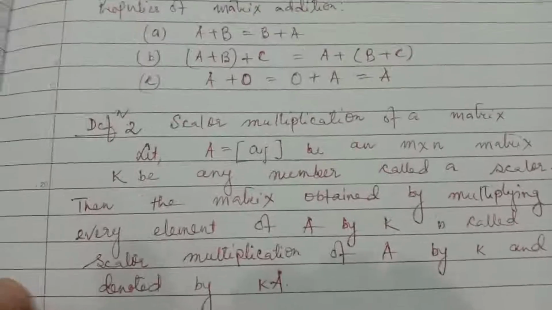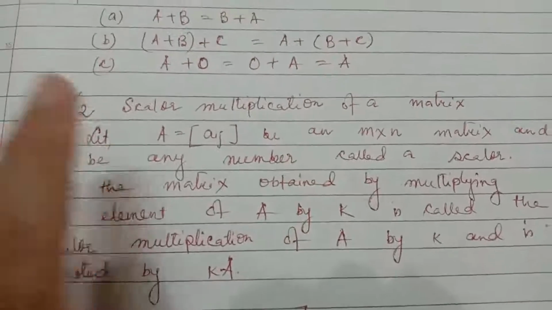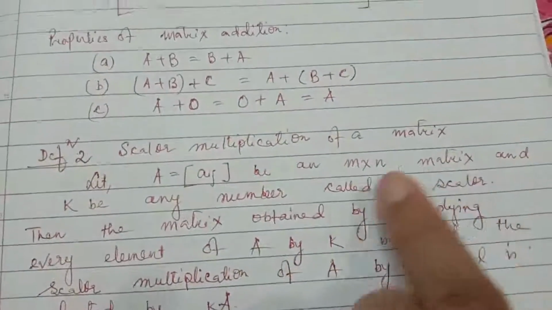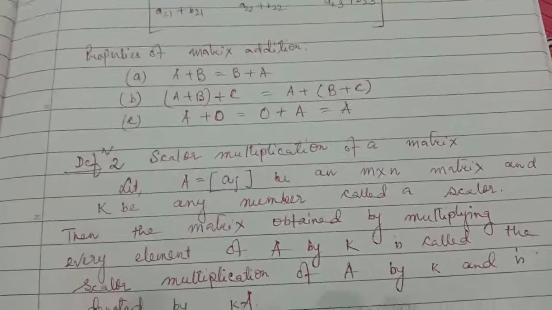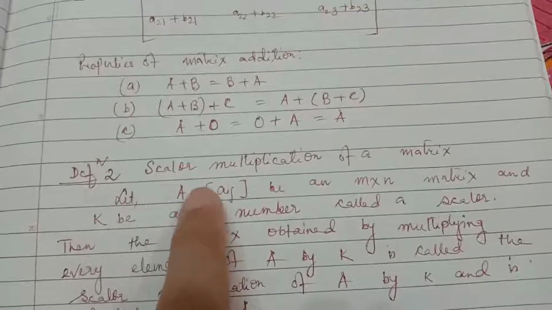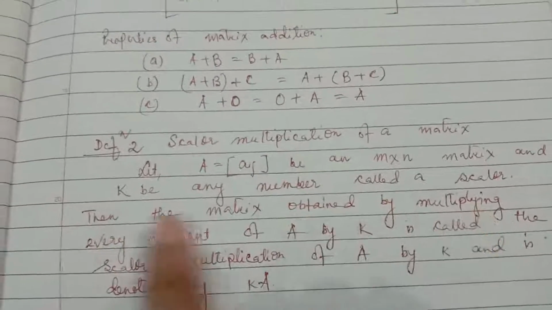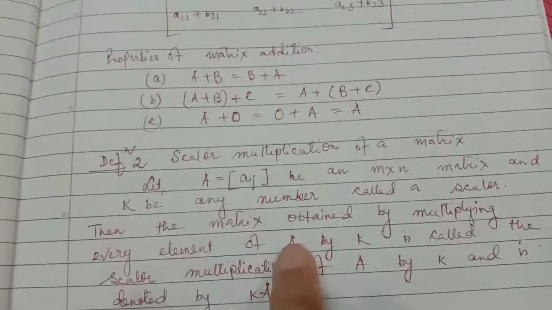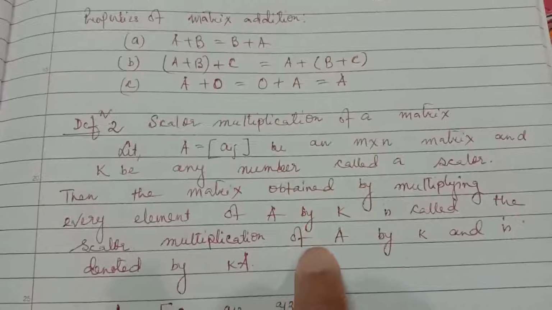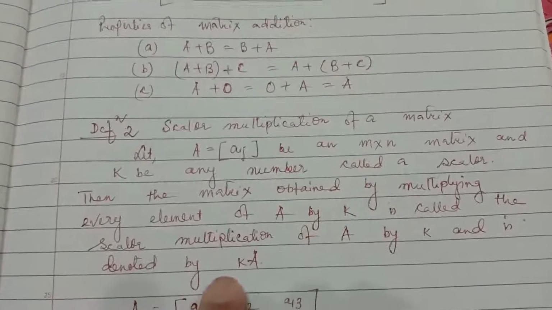Next, scalar multiplication of a matrix. Suppose A equal to Aij is a matrix of order m by n. Let K be any number called a scalar. Then the matrix obtained by multiplying every element of A by K is called the scalar multiplication of A by K, and is denoted by K into A.